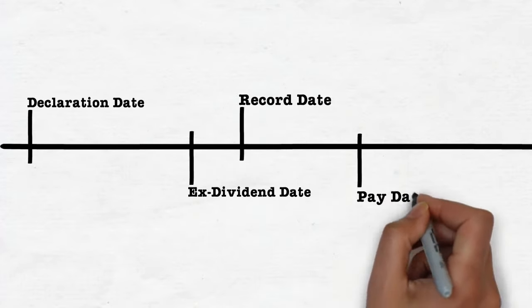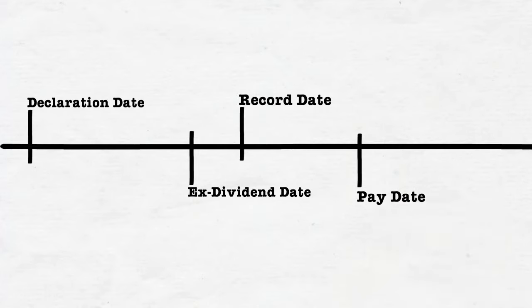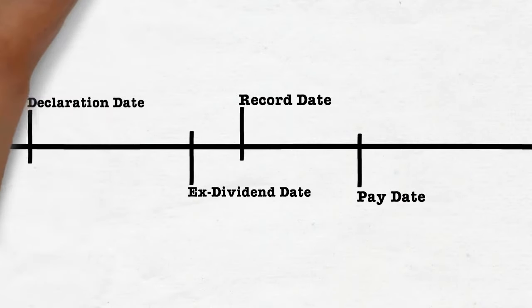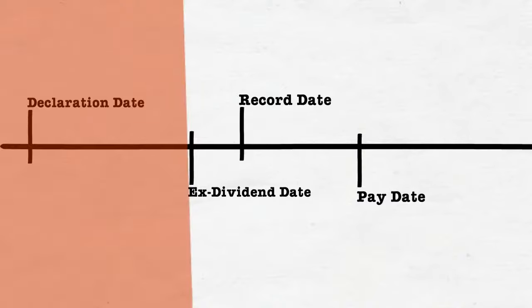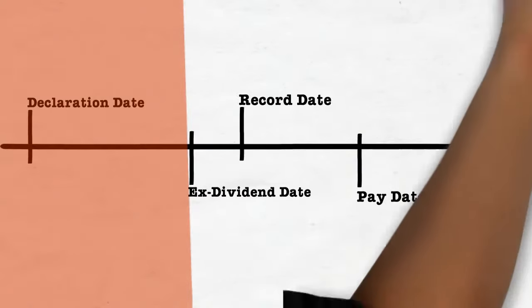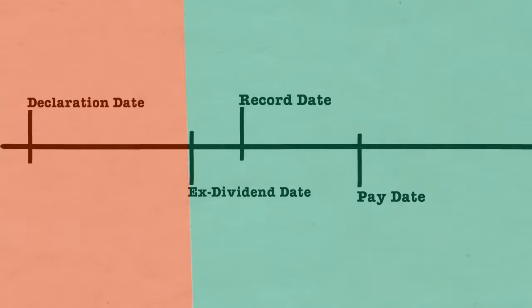Now, the ex-dividend date, guys, this is the crucial date. Before the ex-dividend date, the stock is said to be trading with dividend. It is associated with that dividend, and it is usually included in that price per share. We're going to talk a little bit about that later on. But what you want to do is you need to own the stock before the ex-dividend date in order to be considered eligible for that upcoming dividend.